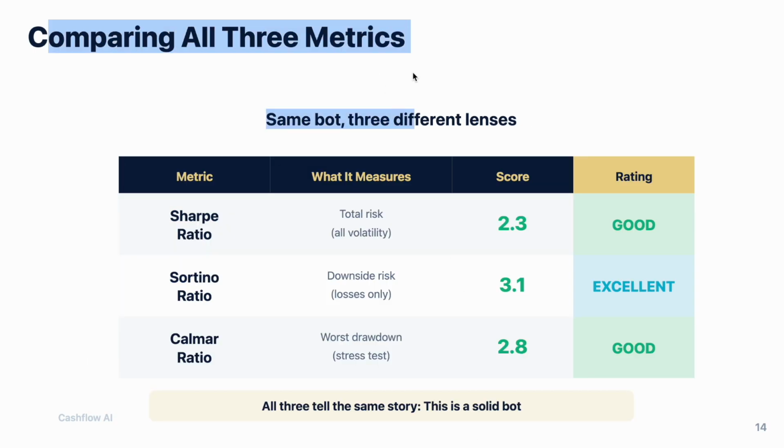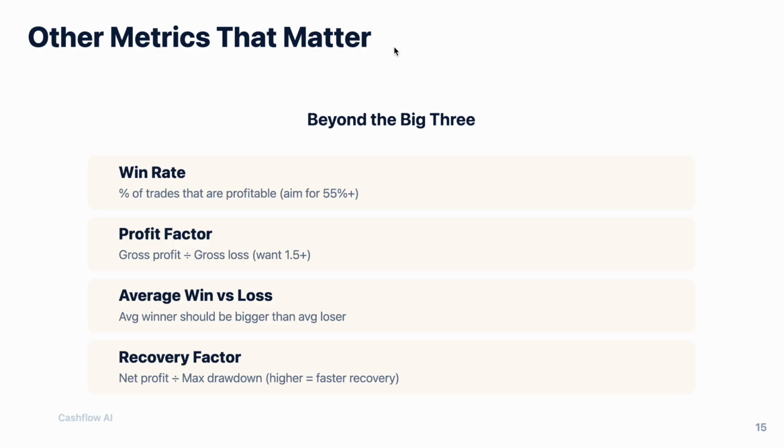Now, what you want to do is compare all these 3 metrics, right? Because you can have the same bot, but all 3 of these will see the bot in a different lens. So Sharpe ratio, again, you can have a very good Sharpe ratio of 2.3. Sortino ratio might be a little bit better at 3.1. Calmar ratio 2.8. All of these are really good numbers, so this is going to show a really solid bot, right?